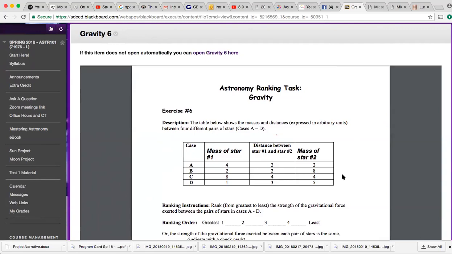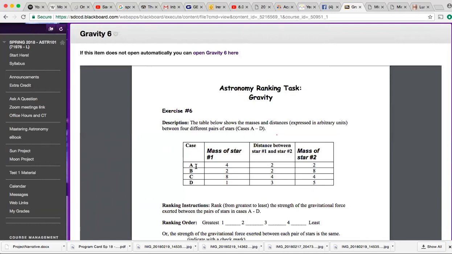Rank from greatest to least the strength of the gravitational force exerted between pairs of stars in cases A through D. So I just add up, and then this is just like the total gravitational force.